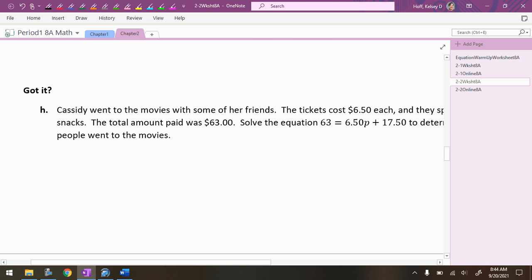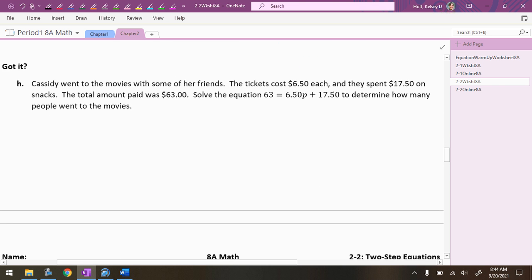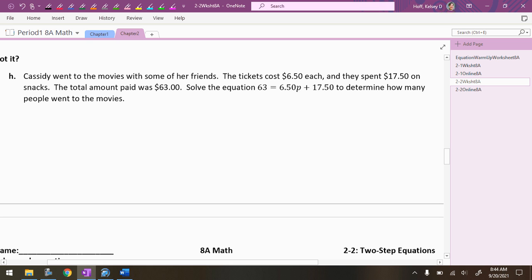Let's go down to H. Miss Hoff has to do it up here on the board. Cassidy went to the movies with some of her friends. The tickets cost $6.50 each, and they spent $17.50 on snacks. The total amount paid was $63. Solve the equation 63 equals 6.50p plus 17.50 to determine how many people went to the movies. They wrote the equation for us. We need to solve it.